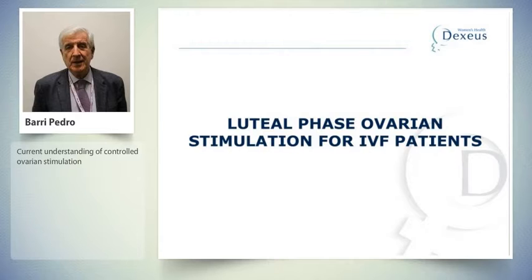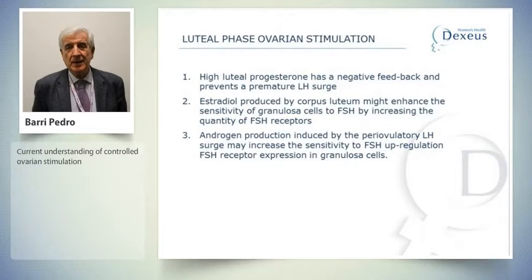What about what I mentioned in my introduction, the luteal phase ovarian stimulation? The rationale of this strategy is that the high luteal progesterone levels in blood have a negative feedback on the pituitary and prevent a premature LH surge. This is why it's not clear that these patients need a GnRH antagonist suppression.